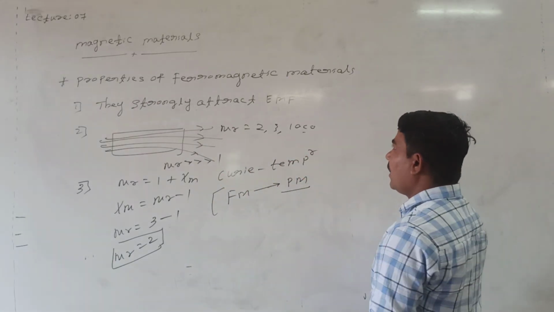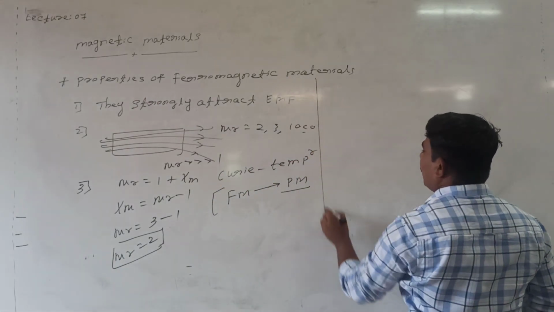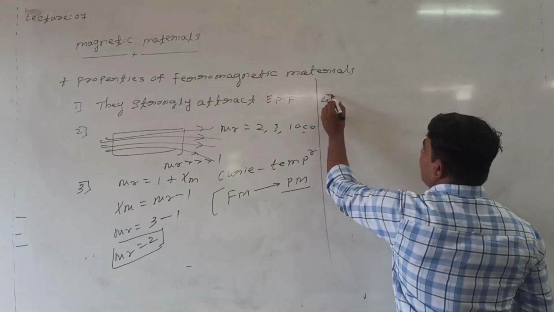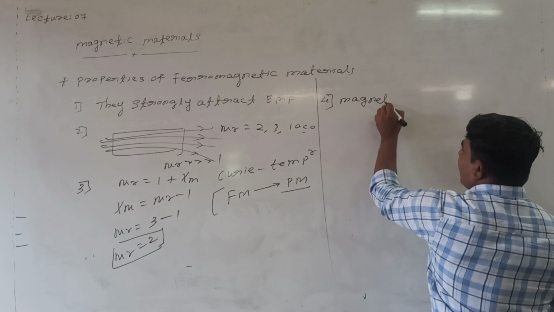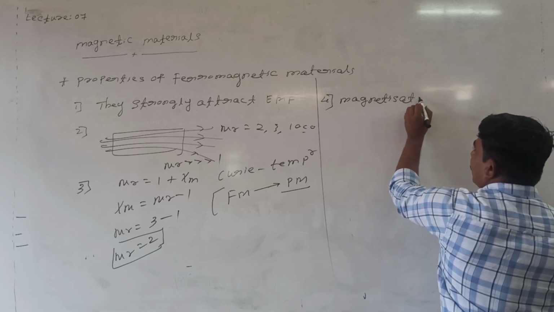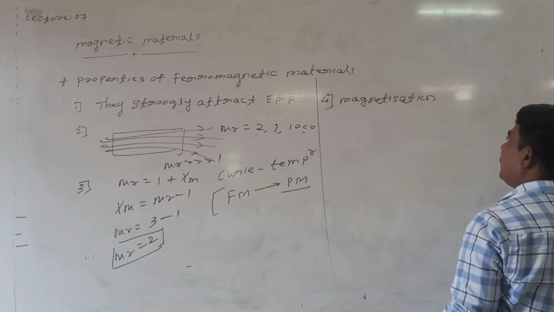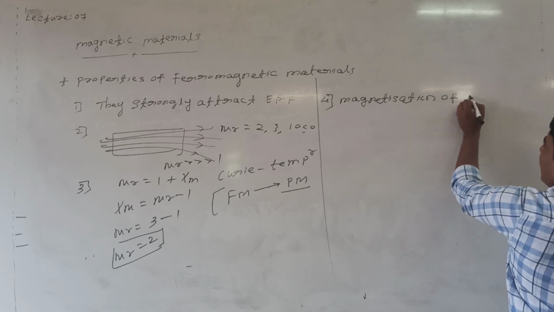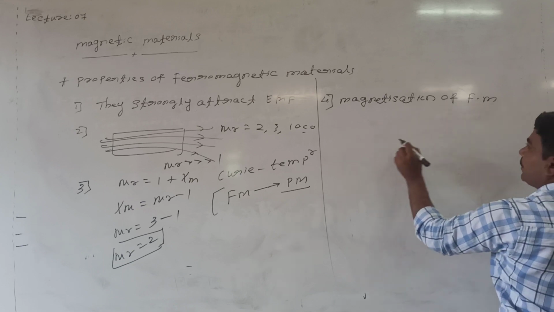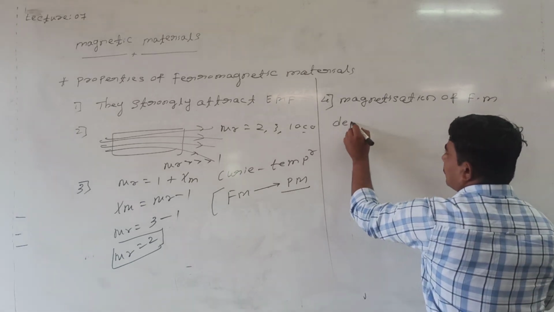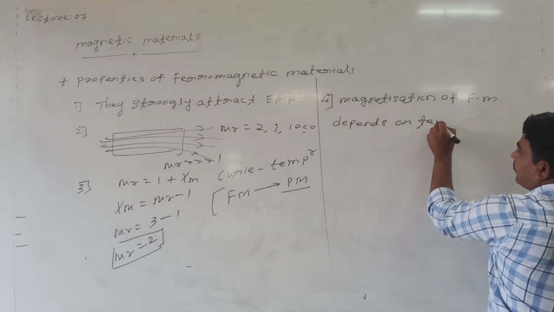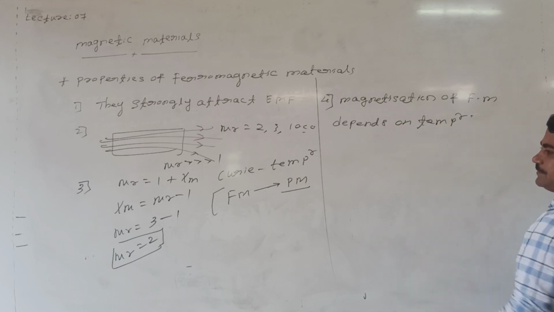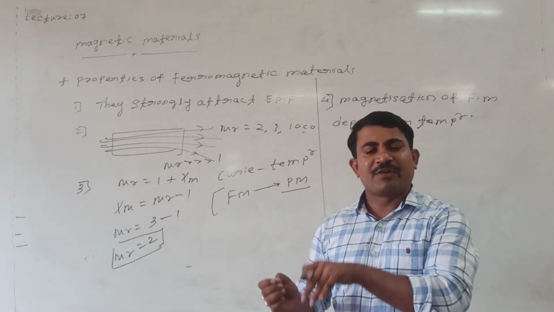So the fifth property I can call: magnetization of a ferromagnetic material depends on temperature. Right?